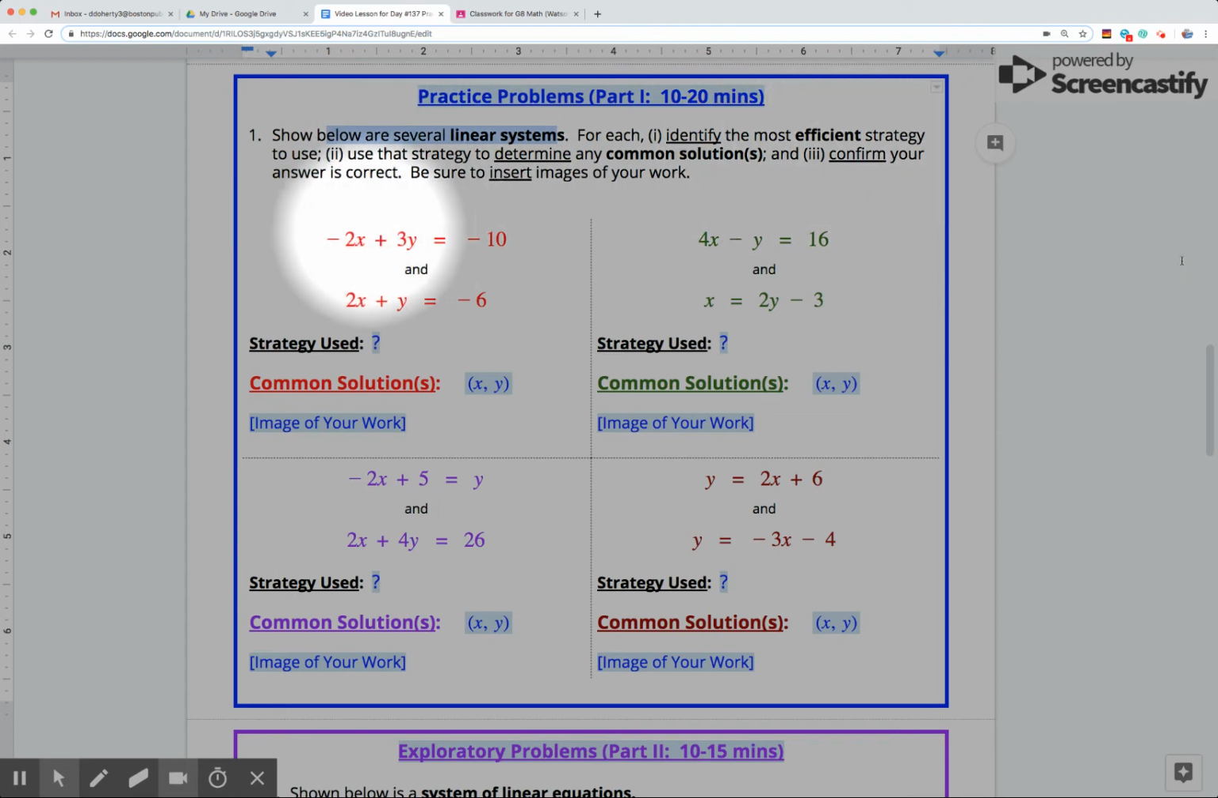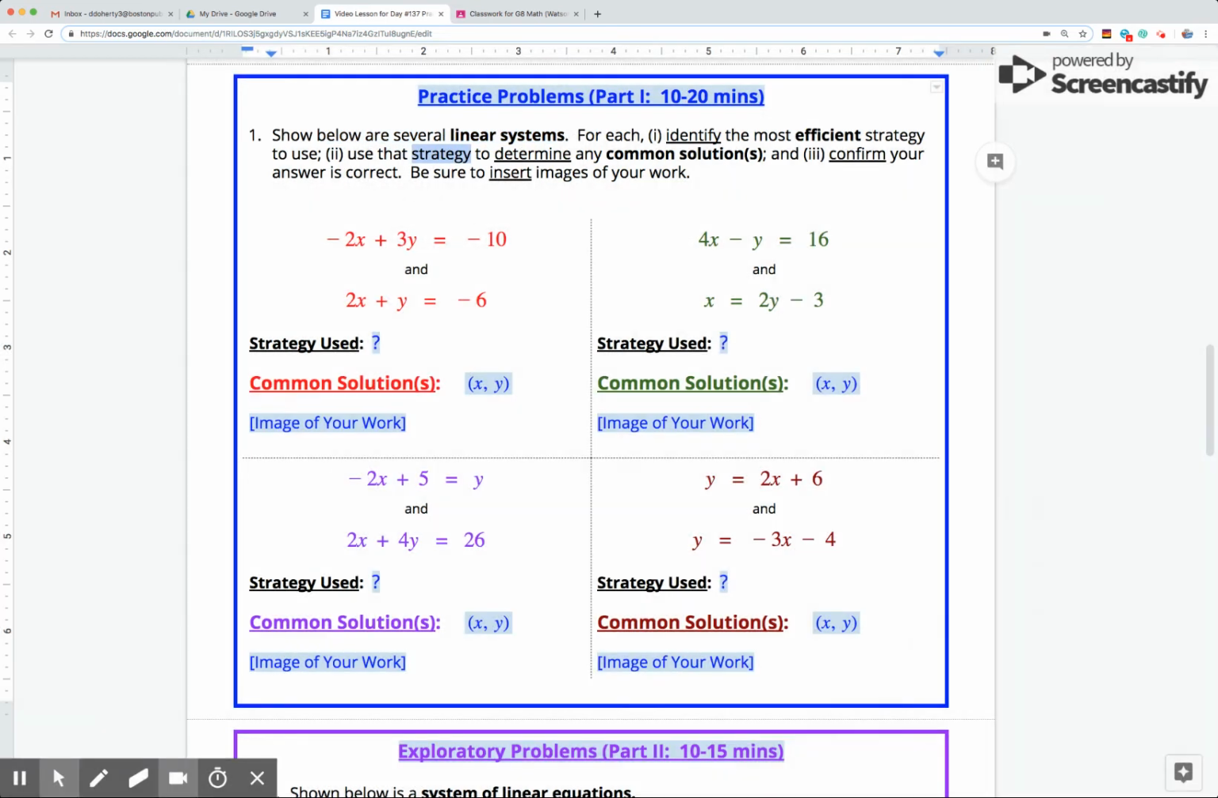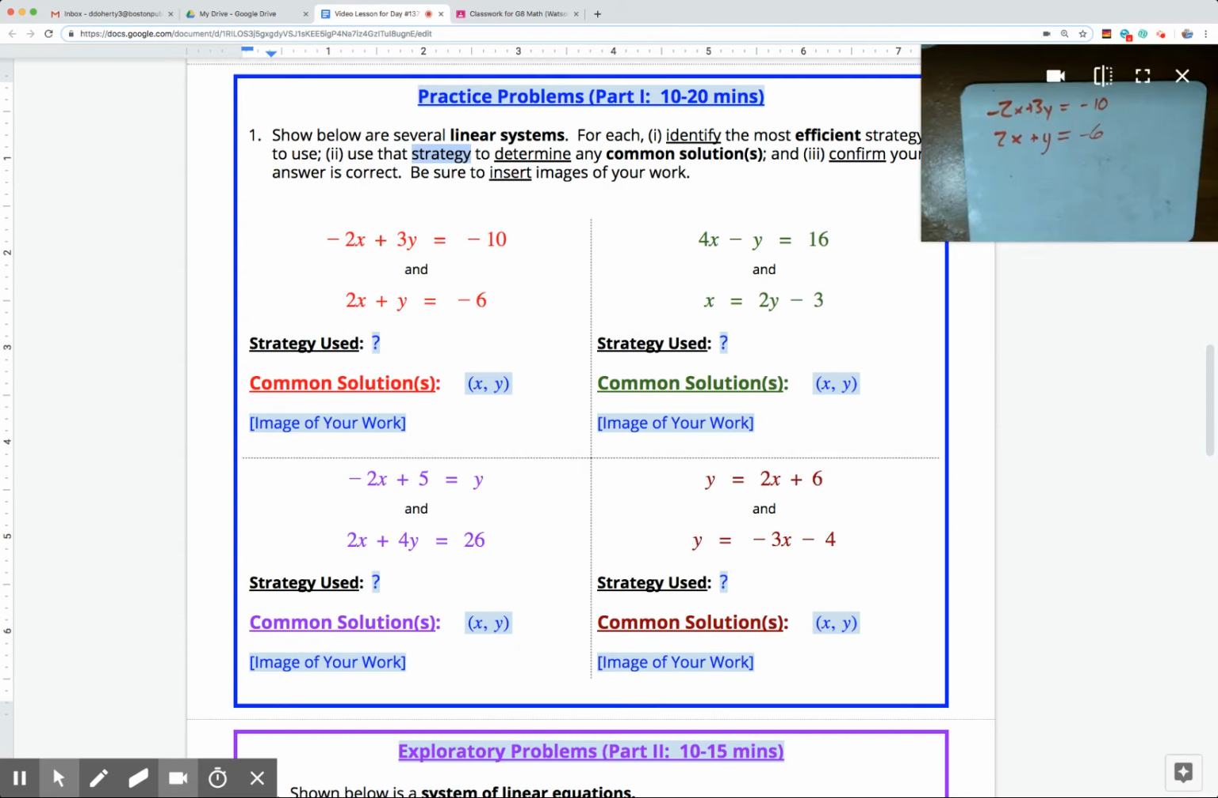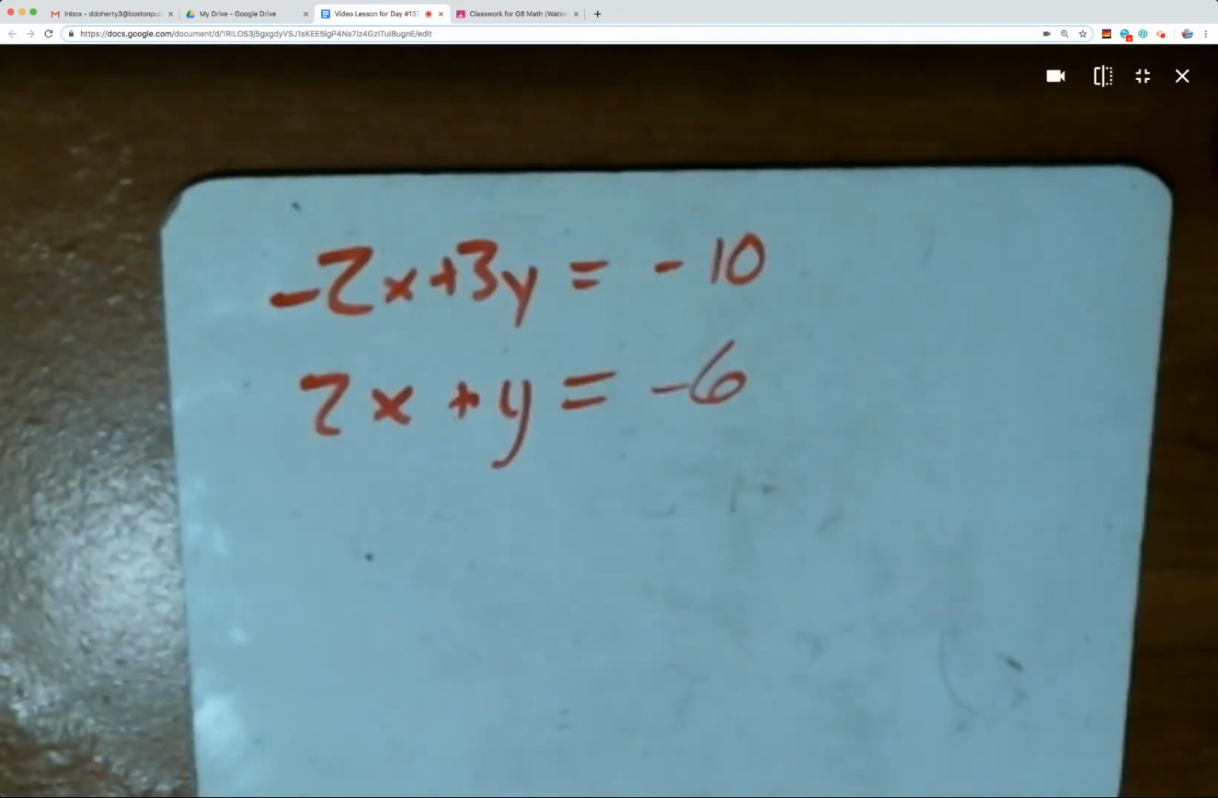So we're going to take a look first at this red equation. It says negative 2x plus 3y equals negative 10, and the other equation 2x plus y equals negative 6. If we're given a linear system and we're asked to determine the common solution, the first thing we want to know is what is the best strategy to help us with this type of linear system.